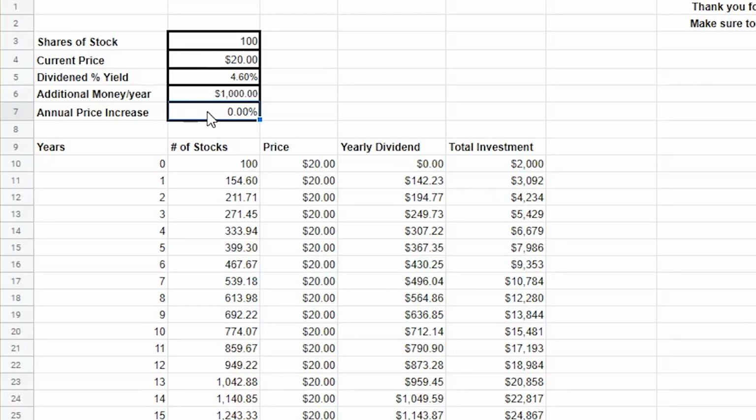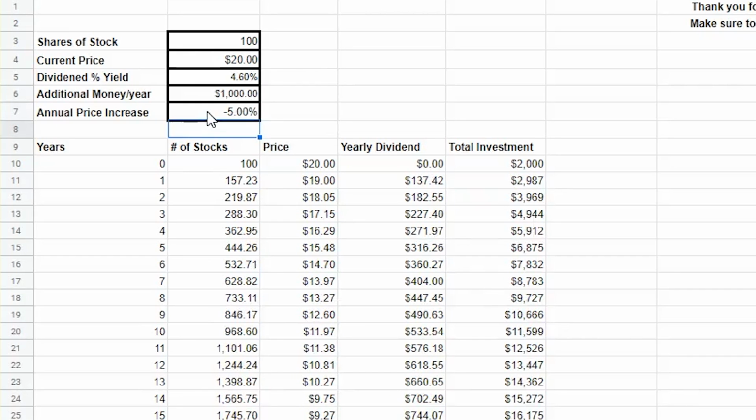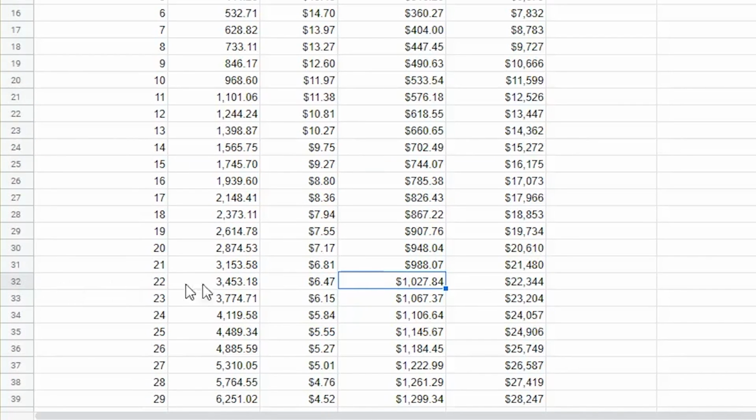Not bad, but if you go by the previous trends of the last five years, let's say that it drops negative 5% per year. Even if you put in $1,000 per year, you can get around $100 and something per year. So after 22 years, you would have a total investment of $22,000. But if you really think about it, in 22 years, you would have already put in $22,000. And with the initial $2,000 in the beginning, you would have put in $24,000.